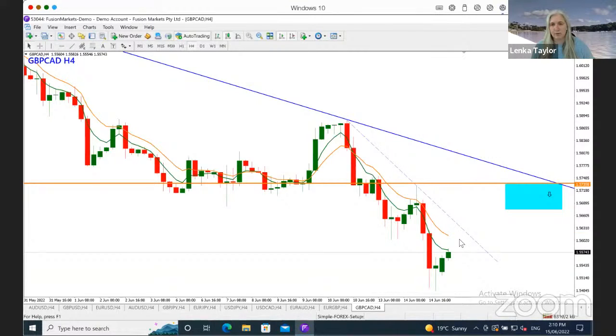So it's a 4-hour trend line. Any pushback of that, we would look for short opportunities. So any pushback from there, or a bearish engulfing or anything like that, we would look for short opportunities there.